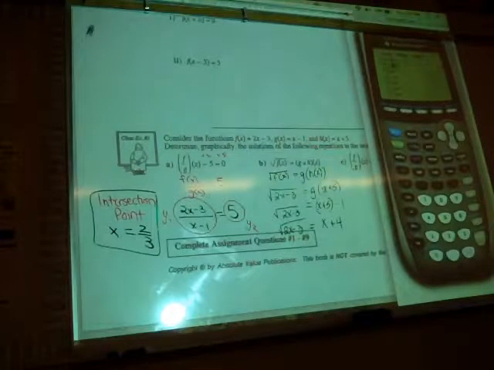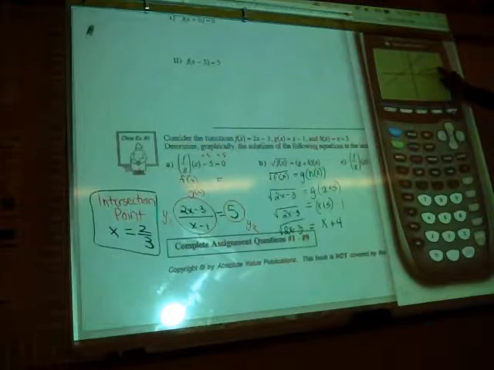y1 will be the left-hand side, y2 will be the right-hand side. Get the square root of 2x minus 3. Okay, this is a radical function. That's going to be equal to the linear function x plus 4. Based on that, do you think these graphs will ever touch each other?